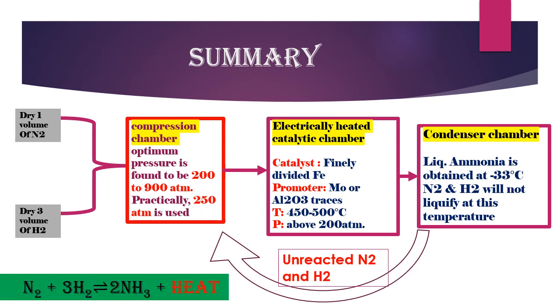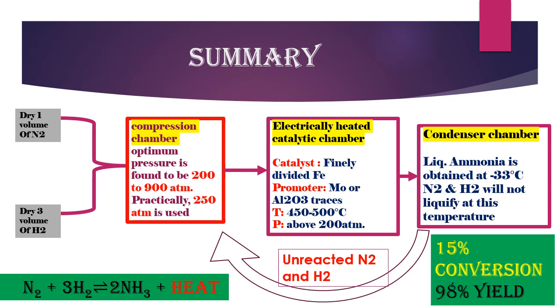And what is the catalytic reaction here? N2 plus 3H2, reversible reaction, 2NH3 plus heat. Only 15% conversion happens in each cycle, then overall you will get 98% yield. Okay, so that's about the Haber's process.